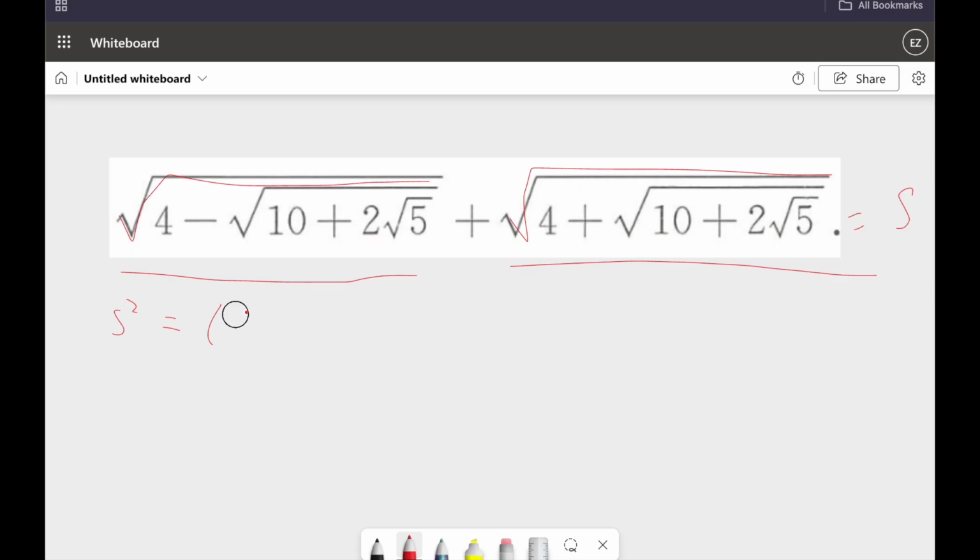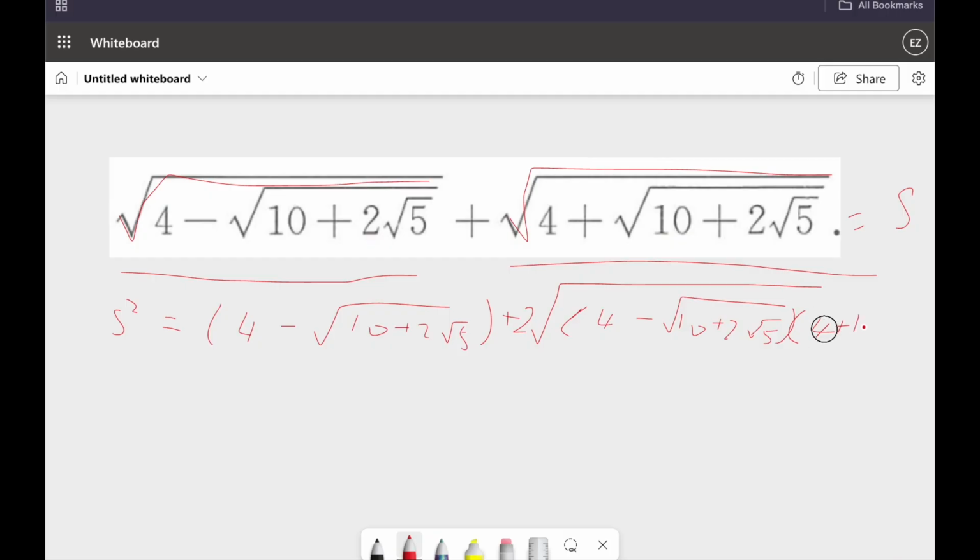First, we get (4 minus square root 10 plus 2 square root 5) plus 2 square roots of (4 minus square root 10 plus 2 square root 5)(4 plus... no wait, my bad, 10 plus 2 square root 5) plus (4 plus 10 plus 2 square root 5).